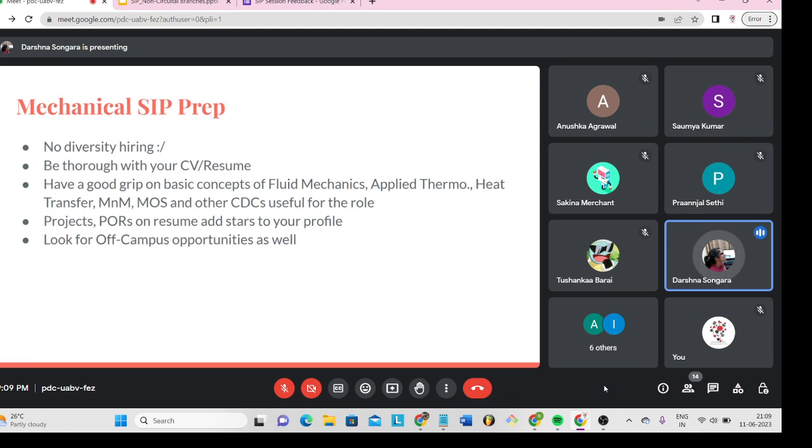I won't say restrict yourself to these, but especially when it comes to fluid mechanics, applied thermo and heat transfer, these are the subjects that are used a lot in the industries. And for the rest you can see what the company is and the kind of projects they bring for you, so you can see what can be related to your profile. But be thorough with these ones at least. These are very basic subjects and are more like the soul of mechanical engineering.